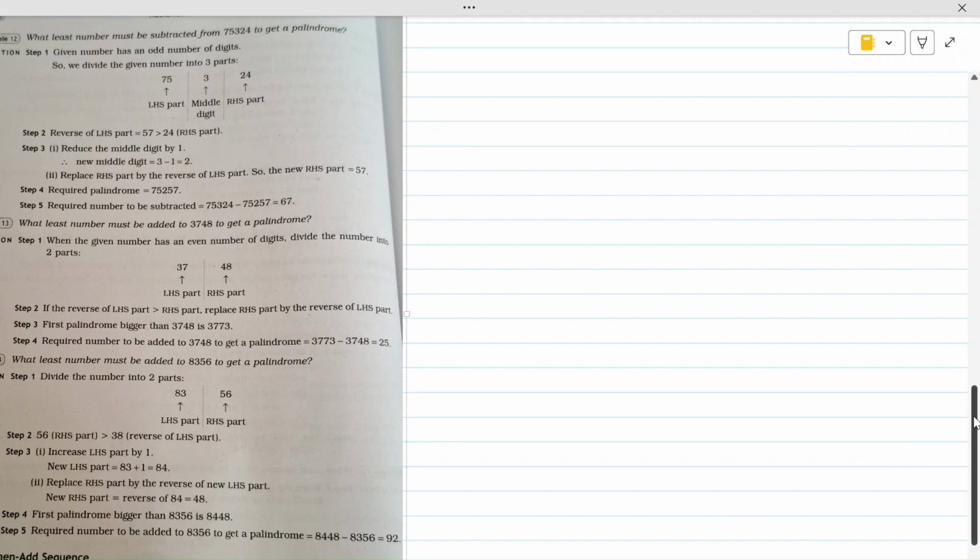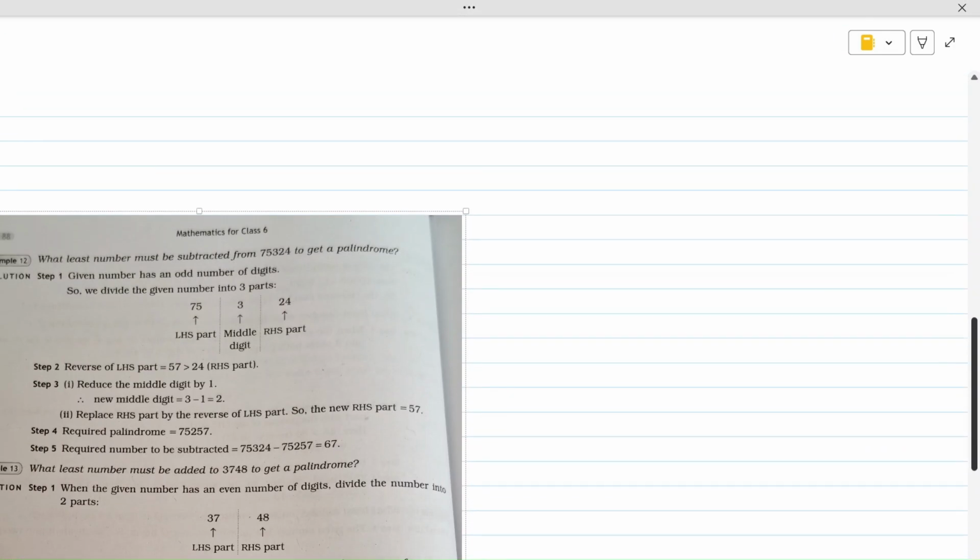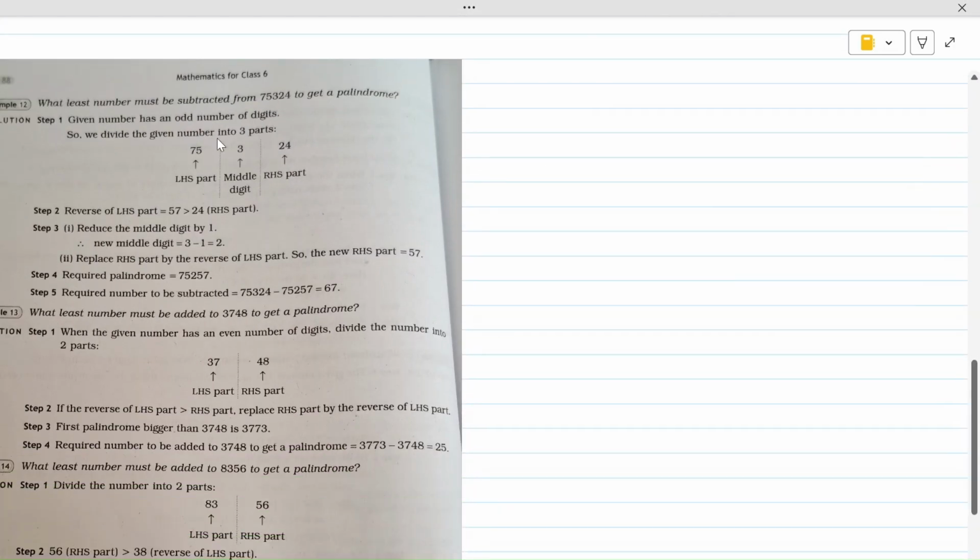I'll just increase the size of this. Let's see. So here also, what is the least number which must be subtracted from 75324? So kids, if you see here, 75324 again has 5 digits. So what will we do? First step, we will split it into 3 parts. This is LHS, this is RHS, and this is the middle number given to us.